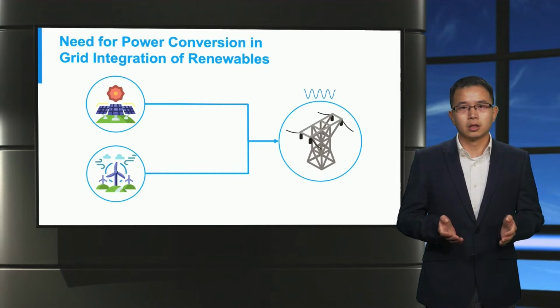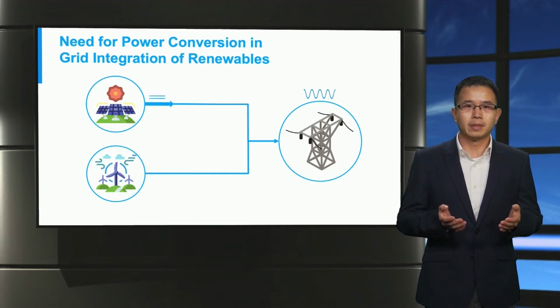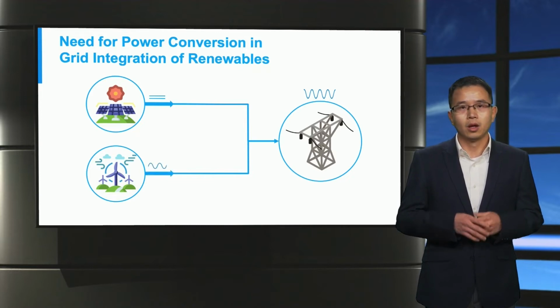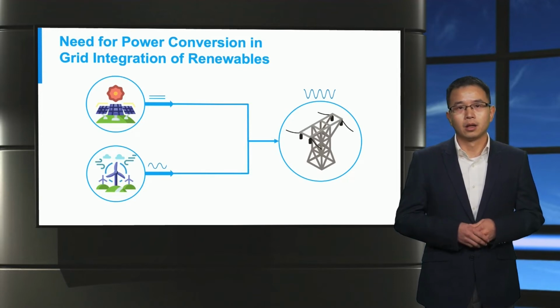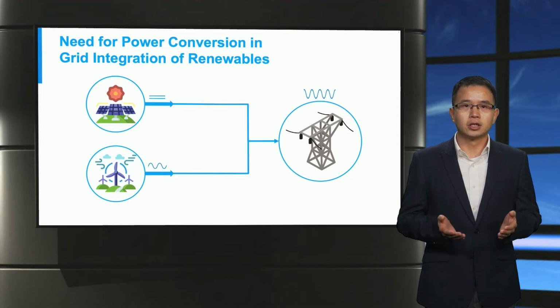For instance, the PV panels have a DC output, which does not match the grid, which is an AC voltage source. A wind generator outputs alternating current, but the magnitude and the frequency change according to the wind speed, which again does not match the grid that has a fixed magnitude and frequency. Connecting renewables directly to the grid leads to grid failures and blackouts.